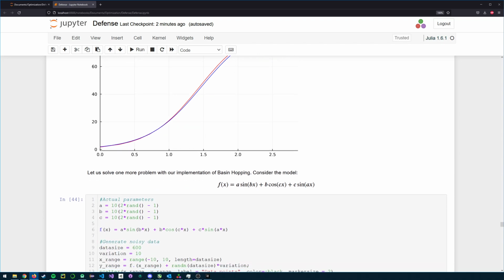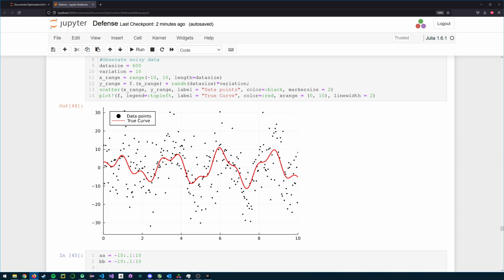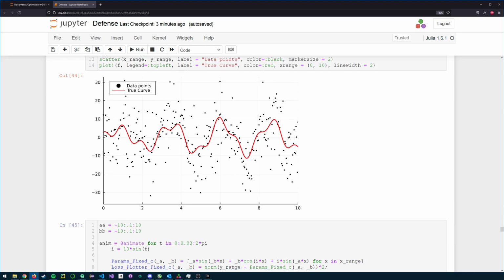Let's do another one. I think the sine cosine model yielded some interesting looking results. So I'm doing one more parameter there. I'm adding a C parameter here and another sine term there. So we have a three-dimensional objective. Here's what our curve looks like, and I've generated some data points. It's interesting that these data points are very widely spread, right? It's tough to see what's going on, but very interesting that we can still find a good fit here.